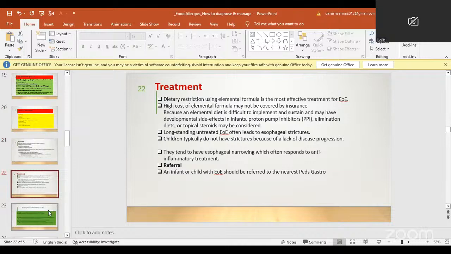So treatment wise, what do we do? Basically, we start them on PPI, proton pump inhibitor, for 8 weeks. Long-standing untreated EOE often leads to esophageal strictures, so we'll have to dilate it if required. But most of the time, with the 8 food elimination that I told you, they do better. So we try to take away 6 foods first and then add 2 more if required. The way to do it is adding a PPI, then having them avoid the 8 important foods we discussed earlier. And an infant or child with EOE refers to us only.